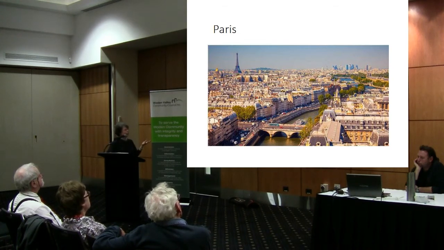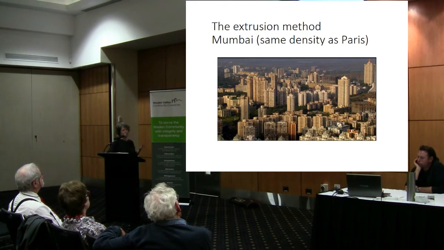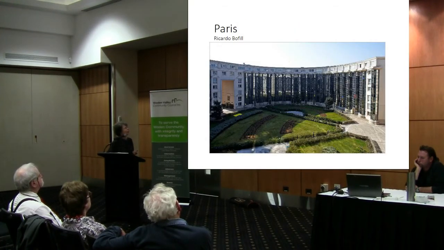This is showing Paris at 7 stories high. The whole city has got this restriction on height, 7 stories, and yet it's one of the densest cities in the world. It's higher than Mumbai, which has achieved a smaller density by high rises.